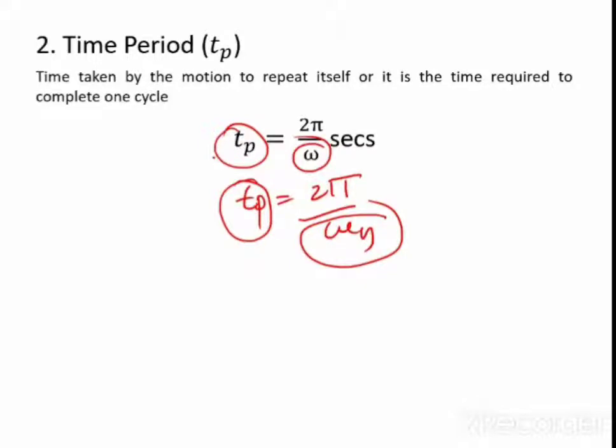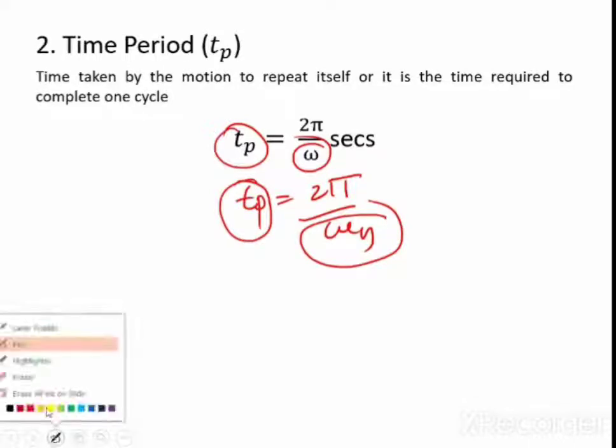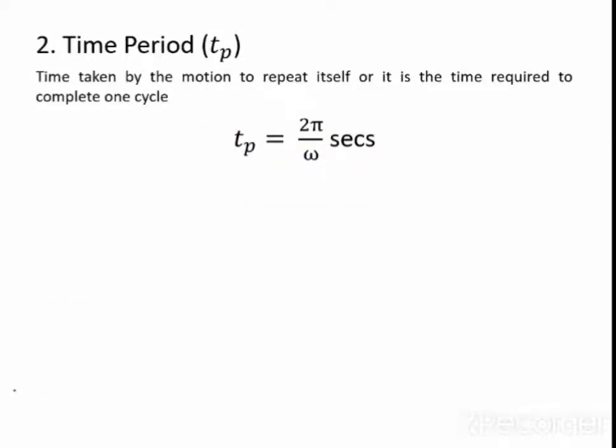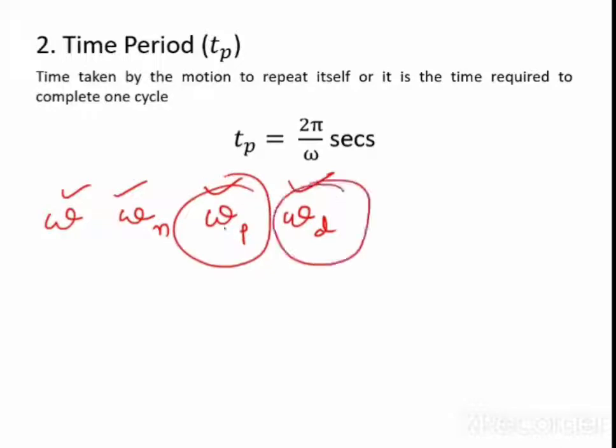As I proceed, you will get to understand different notations. For example, we have understood what omega is, then omega n, then we have omega p, and we have omega d. So these notations will go on increasing. For now, forget about omega p and omega d. I am interested currently only in omega and omega n, and I hope you have understood these two points.